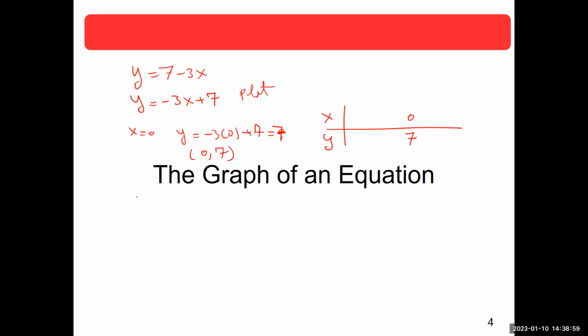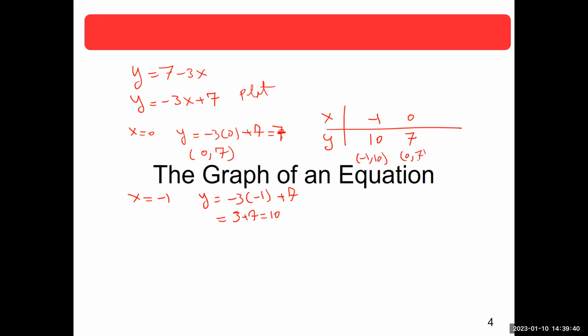Well, the easiest other number, if I go backward, use negative 1. So y equals negative 3 times negative 1 plus 7. That's equal, negative negative becomes positive, 3 plus 7 is equal to 10. Okay, so let's write it down here. We have a point (-1, 10). This is (0, 7).